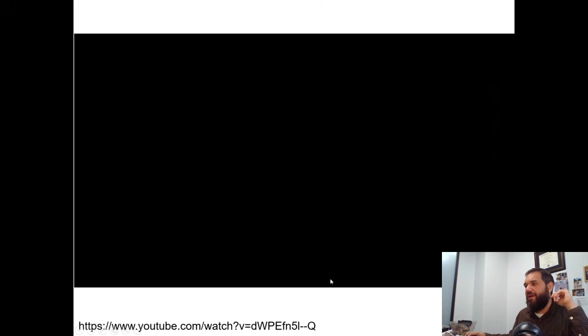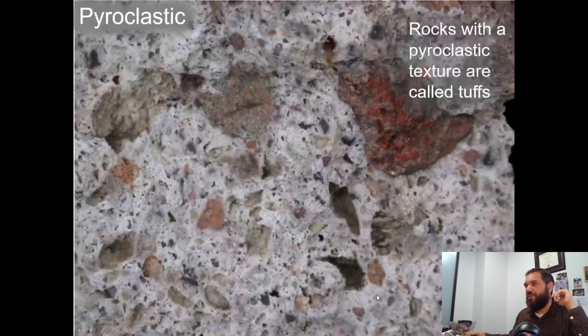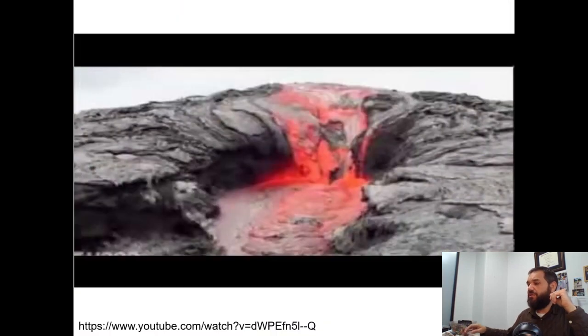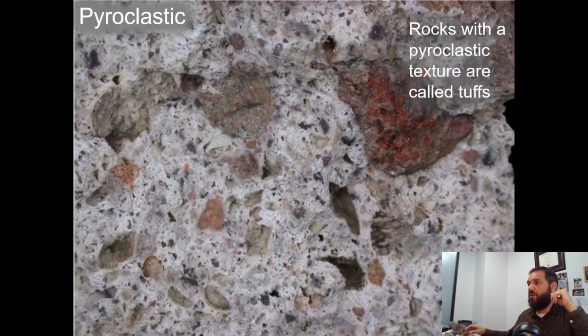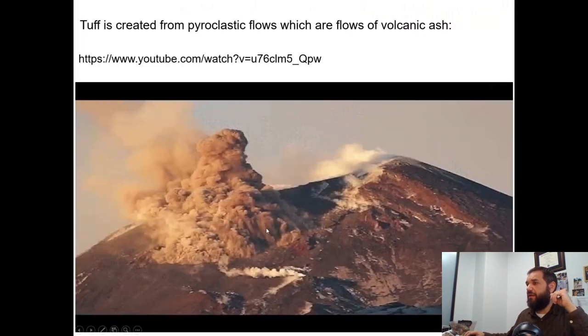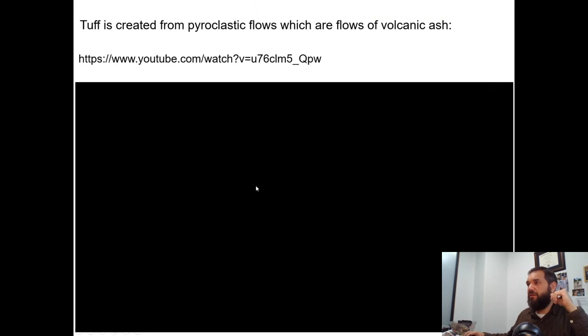But anyway, I also want to show you another one, pyroclastic textures. Now this is kind of an interesting texture. This is when you have these hot ash flows. Let me show you some of these ash flows. We still have active volcanoes, of course, like Mount Etna. Let me show you. This is Mount Etna.